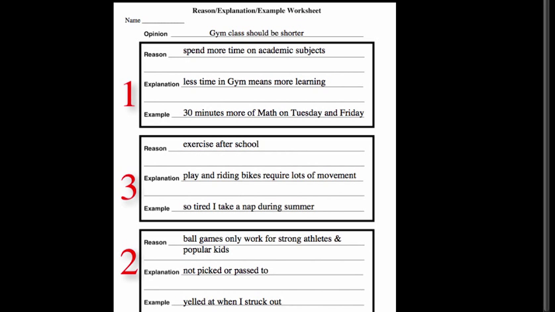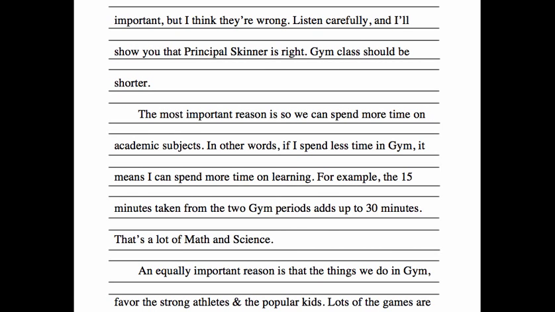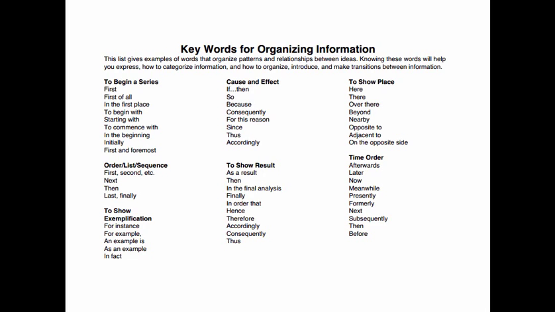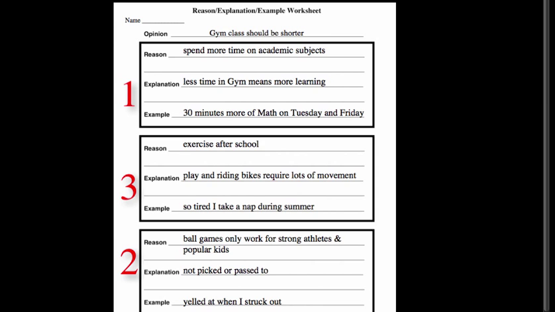You'll use your strongest reason, explanation, example trio to write this paragraph. Begin your sentence with words that show your thoughts are organized. The most important reason is, or a major factor is. It's possible to use organizing words within the paragraph: in other words, in fact, for instance, an example is. Refer to an organizing word chart for ideas. Write the explanation and example sentences for your strongest reason.